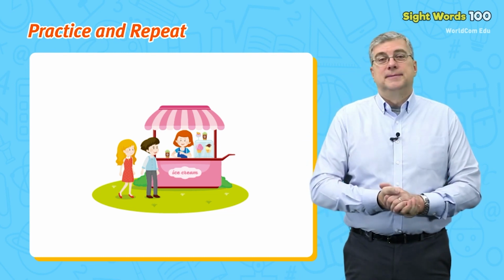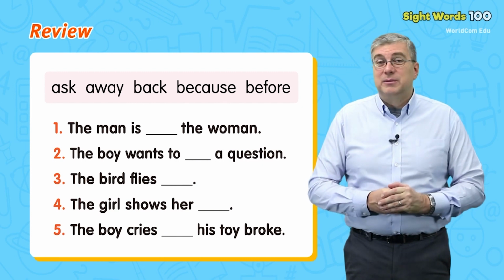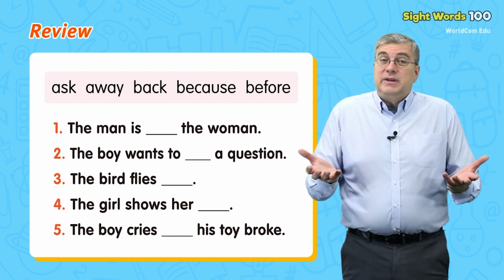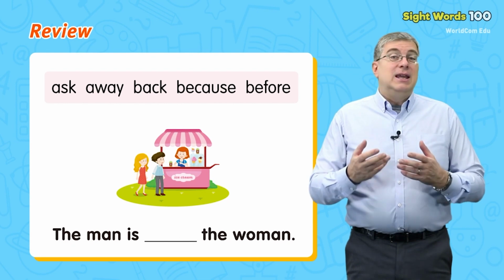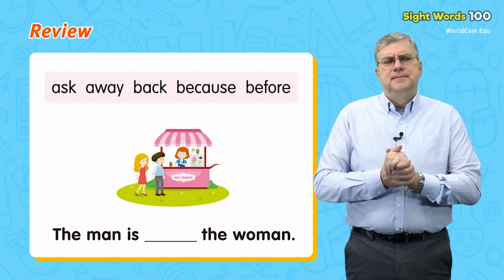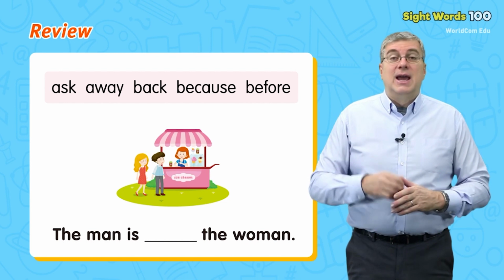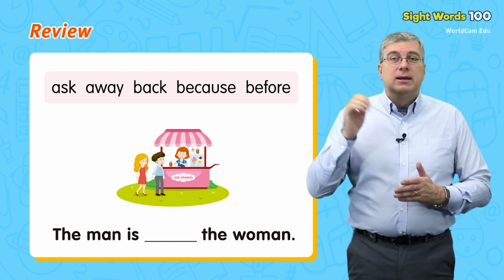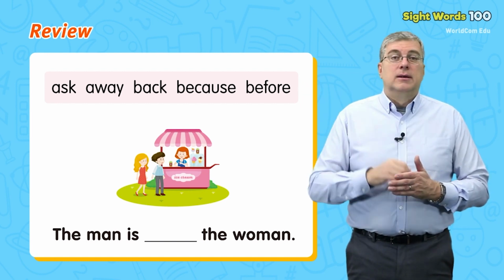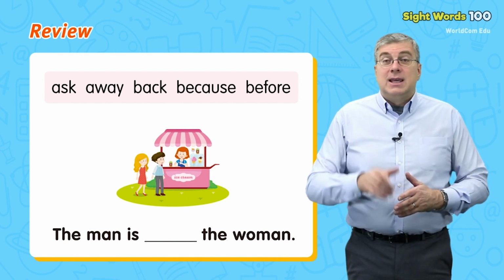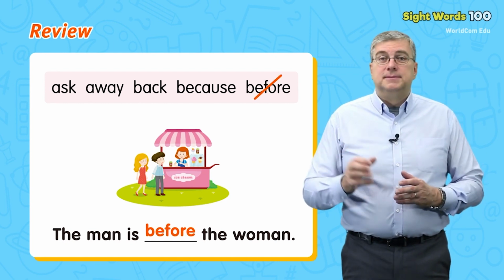All right, very good. Now it's time for review. So let's read some sentences. But wait, words are missing. Can we think of the missing words? For example, the man is beep the woman. What word can we use? Here are our study words. Ask, away, back, because, before. Which one can we use? Yes, we can use before. The man is before the woman.